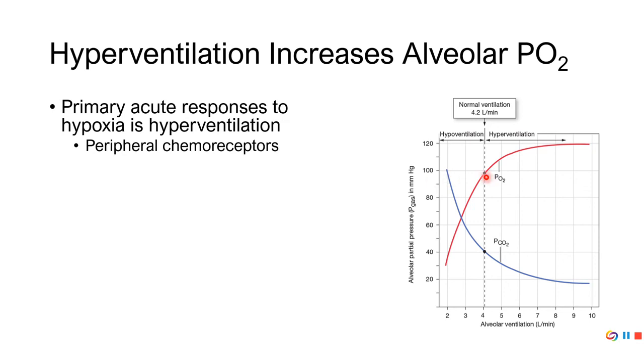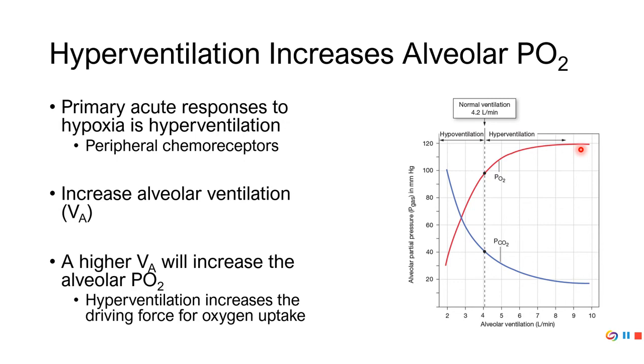So if we hyperventilate, it's going to go up. If we hypoventilate, it's going to go down. But notice we eventually get to a point where it kind of flatlines, right? So ultimately, we increase our alveolar ventilation, we're going to have a higher alveolar oxygen. Okay?